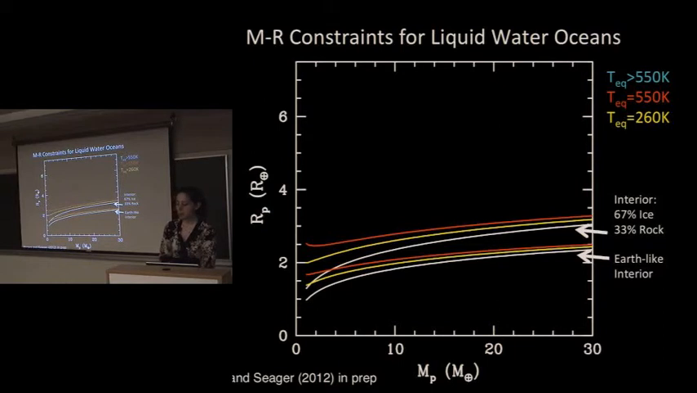And then on this diagram, you can plot the current census of low mass transiting planets. All the points plotted in blue are essentially far too hot for liquid water oceans. They have equilibrium temperatures in excess of 500 Kelvin. It's just these two little guys here in red with equilibrium temperatures of around 550 Kelvin that are straddling this upper limit.